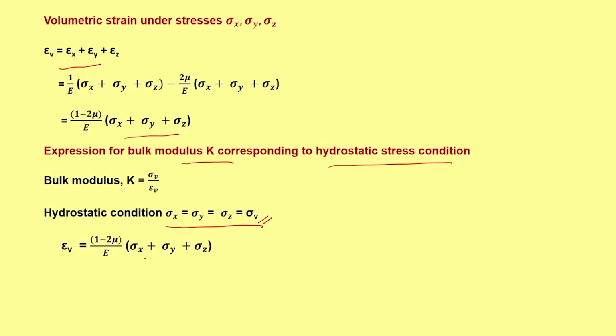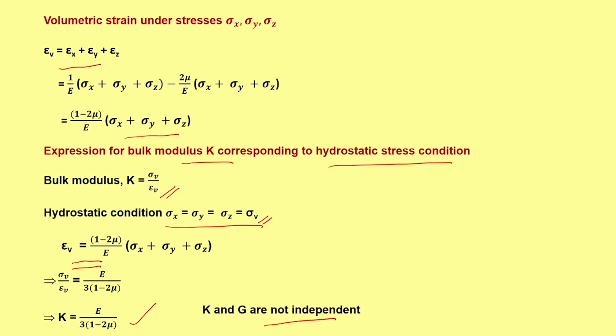If you substitute this back into this equation, which is the expression for volumetric strain, you can get the expression sigma v by epsilon v, which is nothing but the bulk modulus, is equal to E upon 3 into 1 minus 2 mu. So, K is nothing but E divided by 3 into 1 minus 2 mu, and you can see that both K and G are dependent on E and mu. So, it is not independent. So, now we have E is equal to 3K into 1 minus 2 mu.